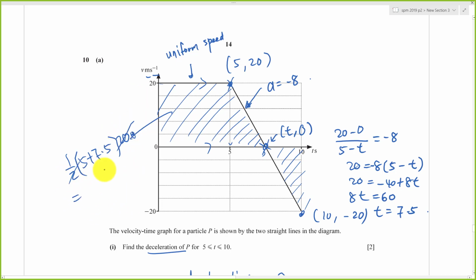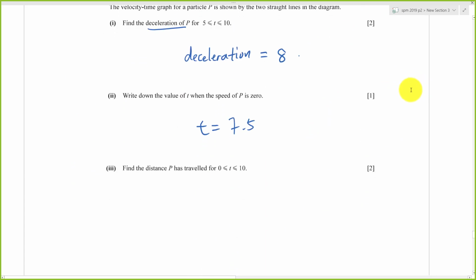Simplified here, it is 10 times 12.5, which is 125. And then we need to find this triangle, which is half times base times height. Base will be 2.5, height will be 20. Simplified, I get 10, so here the distance should be 25. So the total distance traveled should be 125 plus 25, so it should be 150. Okay, remember, distance on a speed-time graph or velocity-time graph is the area.